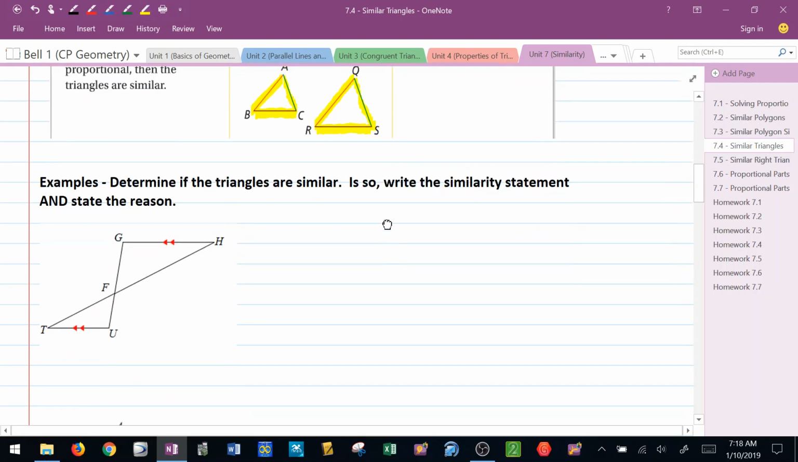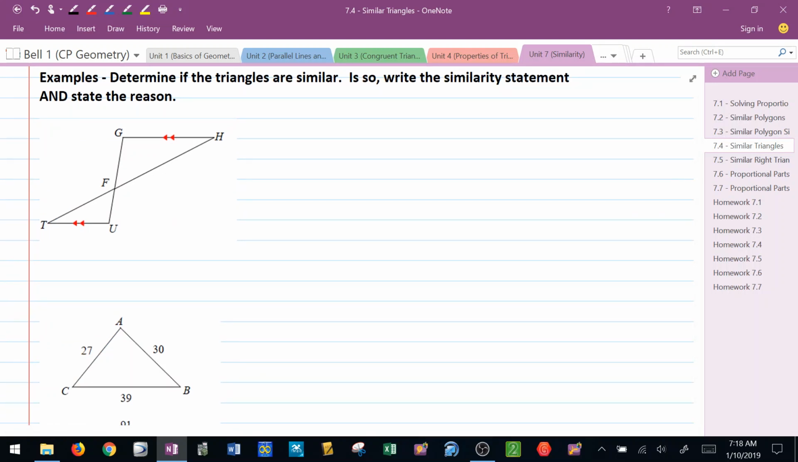All right, so let's take a look here. In this first problem, they want us to determine if the triangles are similar. I look at the picture. They give me no measurements of sides. They give me no indication of angle measures. But I do know from the past that this angle, T, must be congruent to this angle, H. Why? Two parallel lines cut by a transversal, alternate interior angles are congruent. Okay, so I now have one angle congruency.